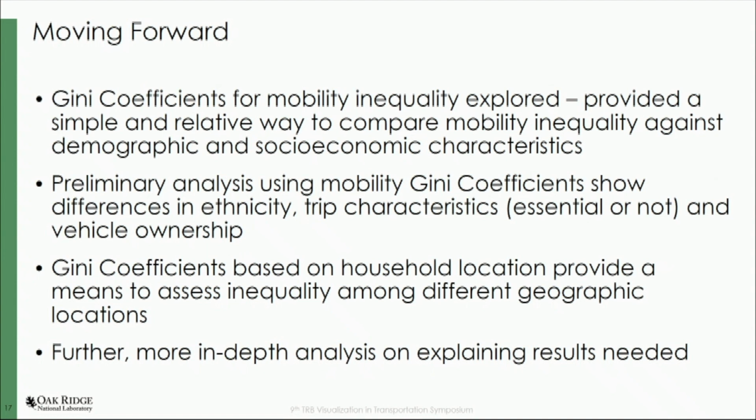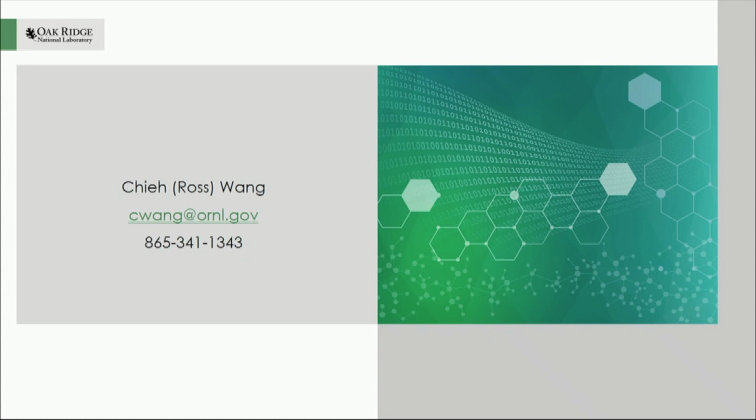I think I skipped that slide, but vehicle ownership has a lot of effect on PMT. If you own a car, it's more equal, I guess. If you don't own a car, the Gini index is higher. So this provides a means to assess inequality among different geographic locations. Like I said earlier, this is preliminary, so we're hoping to conduct more in-depth studies and shine more light on the use of this. With that, I would like to thank you for your attention, and I'll take questions.